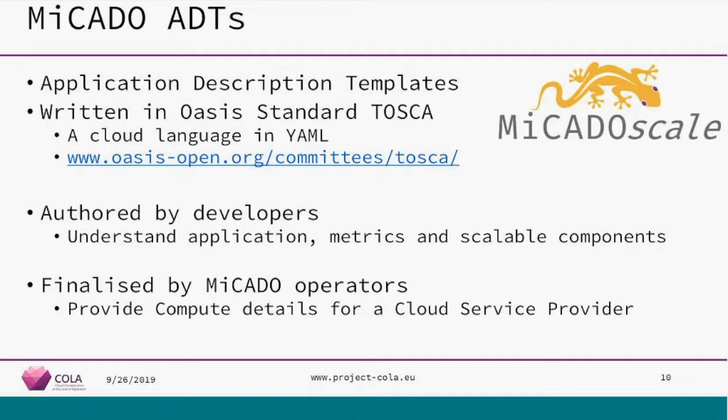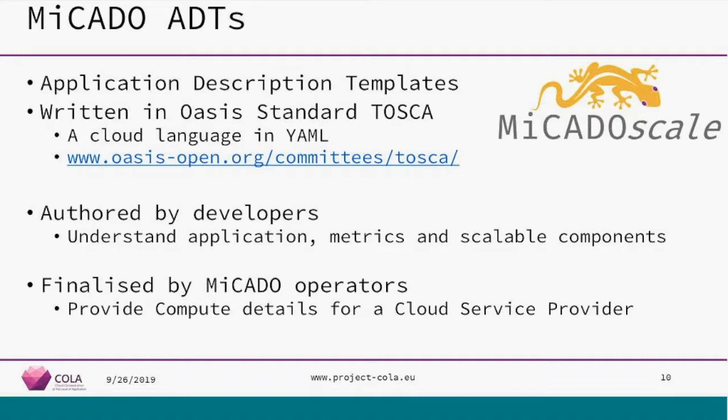This is written in an OASIS standard specification called TOSCA, which stands for the Topology and Orchestration Specification for Cloud Applications. It's a cloud language. It's written in YAML, so it's very readable. Generally, we like to think about MiCADO ADTs being authored by application developers or application owners. These are people who understand the application, they understand the metrics that are coming out of the application, and how those metrics can be used to scale the various components and where the benefit is going to come in scaling those components.